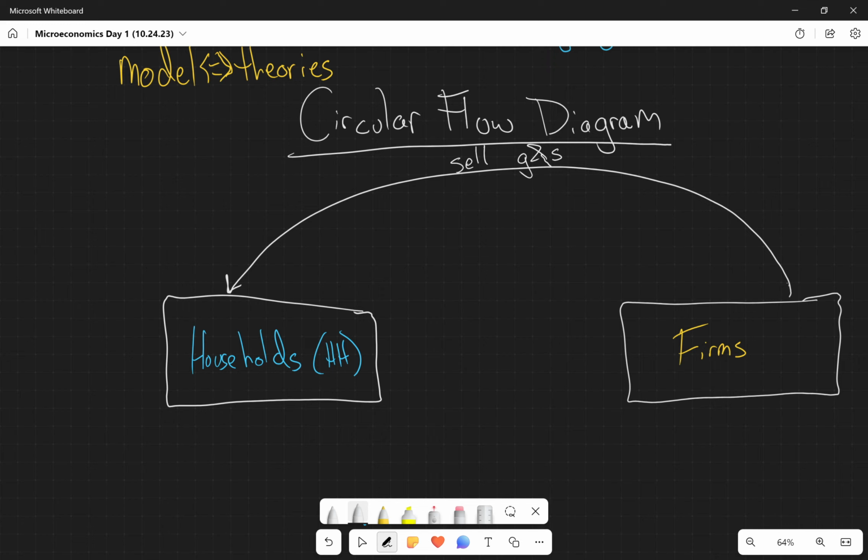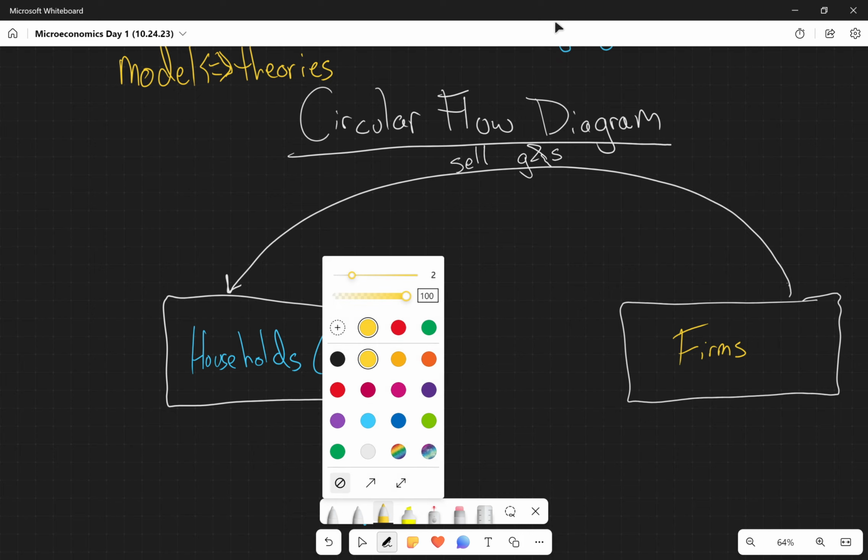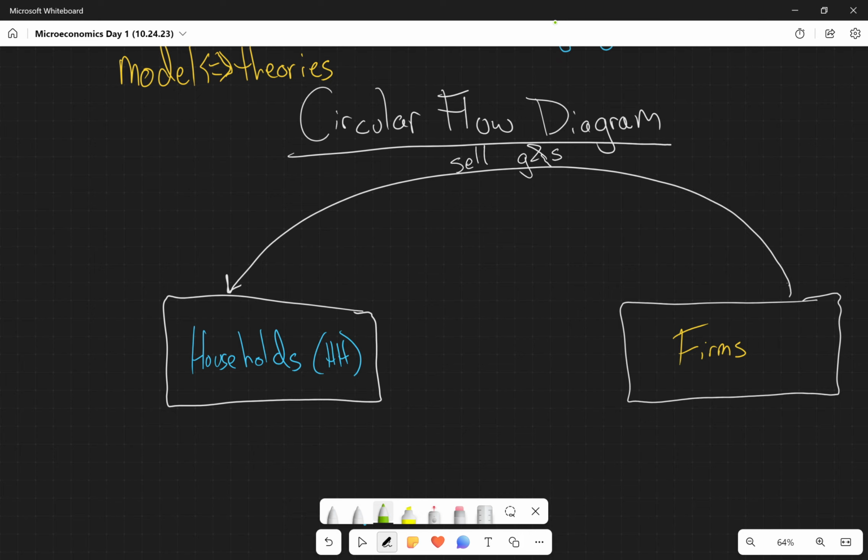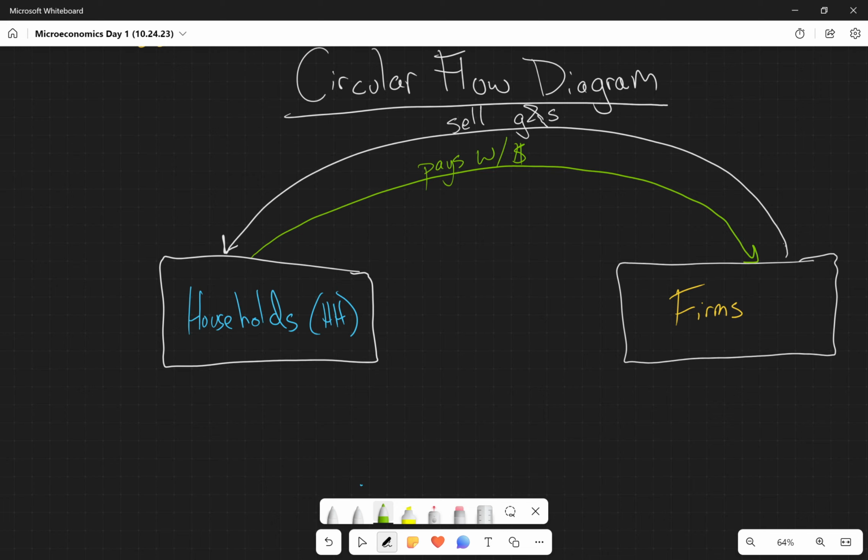And then what do households do? Households pay for those goods and services? They pay it with dollars, right? They pay it with money for those goods and services. How do those households get that money? Those households get that money from the firms in the form of labor services. They get paid wages and salaries.